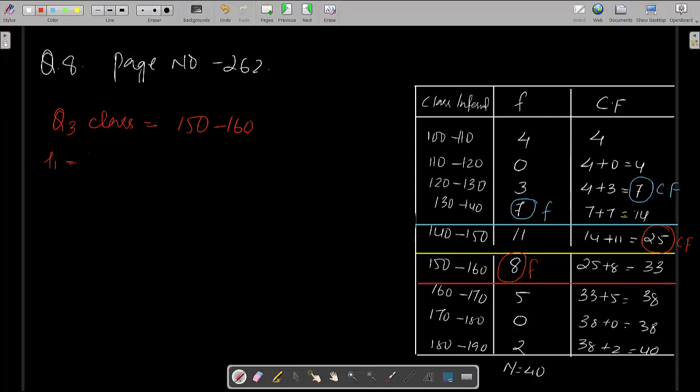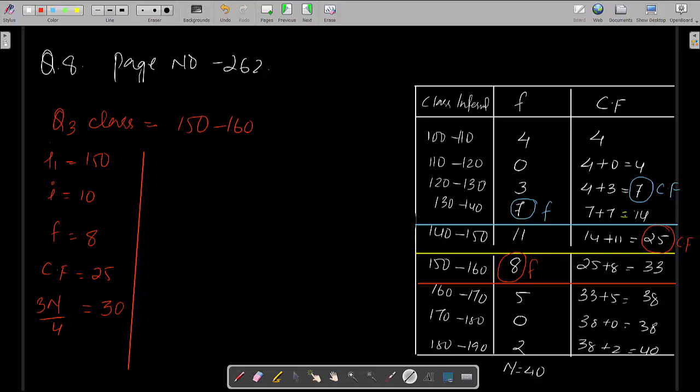Therefore, our L1 will be 150, that is lower limit. Our I value will be 10, that is 160 minus 150. Our F value is 8. Our CF is 25. Our 3n by 4 is equal to 30. That's what we calculated earlier. So let's put this all in the formula and let's solve it.